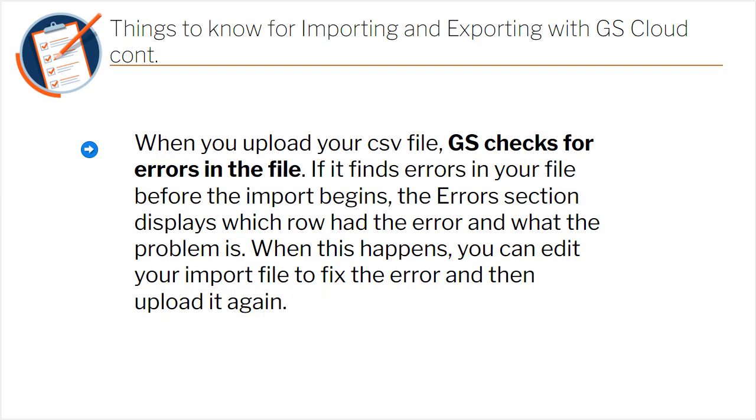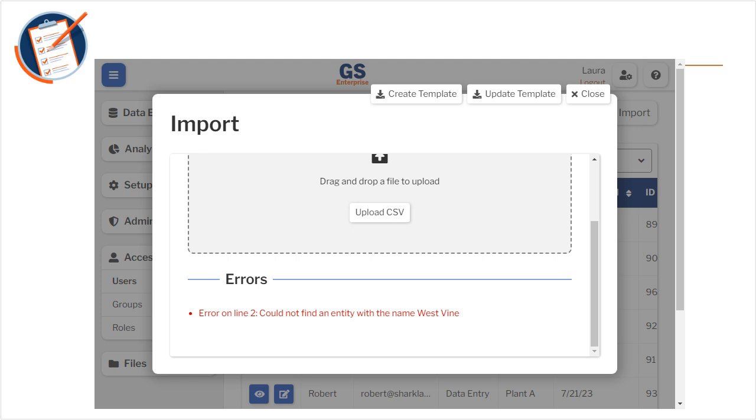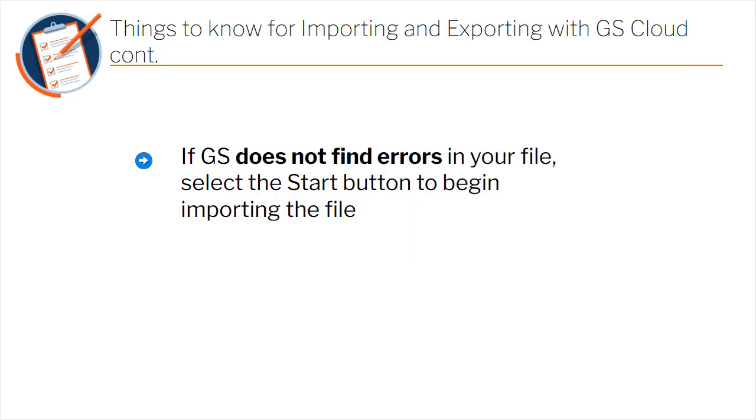When you upload your CSV file, GS checks for errors in the file. If it finds errors in your file before the import begins, the Errors section displays which row had the error and what the problem is. When this happens, you can edit your import file to fix the error and then upload it again. If GS does not find errors in your file, select the Start button to begin importing the file.